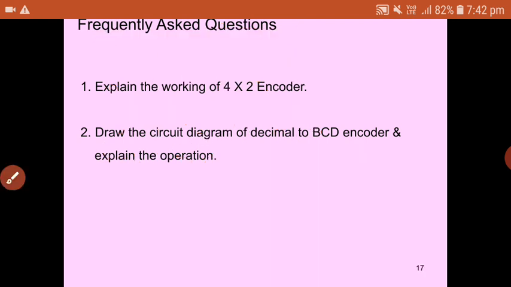For 4 the output will be 0 1 0 0. For 3 the output will be 0 0 1 1. For 2 the output will be 0 0 1 0. For 1 the output will be 0 0 0 1. For 0 the output will be 0 0 0 0. This is the truth table of a decimal to BCD encoder, and correspondingly you need to realize all the outputs y0, y1, y2 and y3 with the help of 4-input OR gates. Four OR gates are required for the realization of the decimal to BCD encoder circuit. All these things you need to mention in the second question.